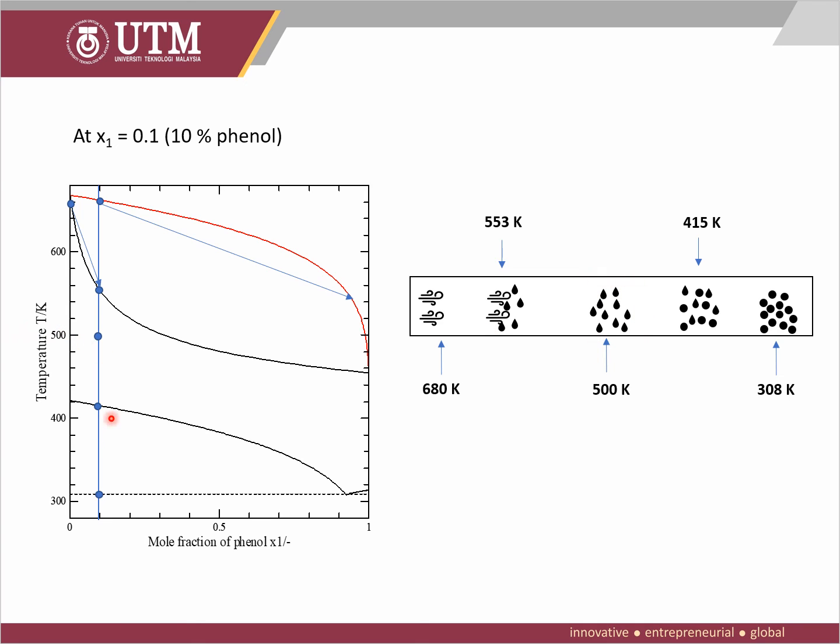Next, at the temperature of 415 Kelvin, the liquid mixture begins to solidify and the soot is deposited in the exhaust pipe. Lastly, at 308 Kelvin, the mixture completely solidifies and the soot is formed in the exhaust pipe.